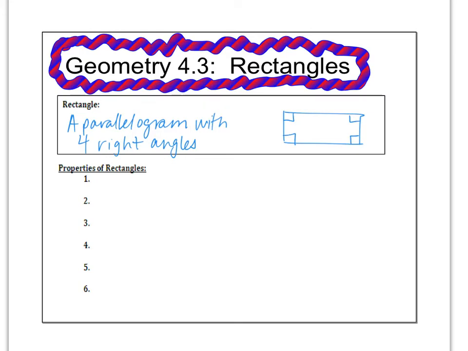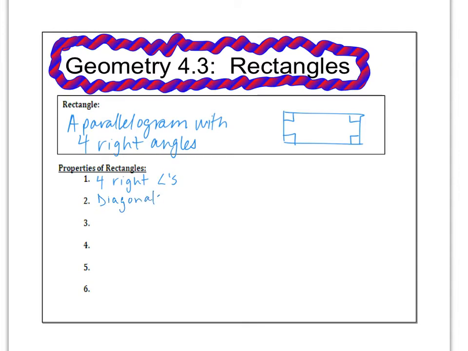So what makes a rectangle different from a parallelogram? Well, definitely the 4 right angles. So let's list out the properties. Rectangles have 4 right angles. The other thing that makes them different from any old parallelogram is the diagonals are congruent in a rectangle.